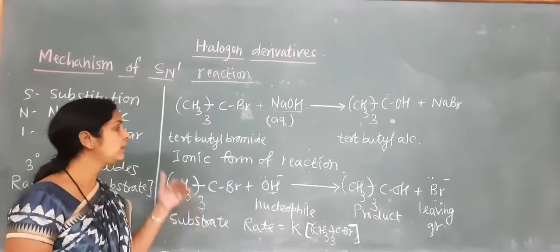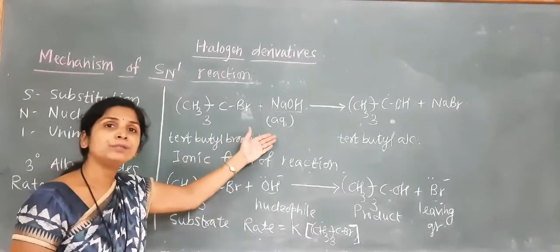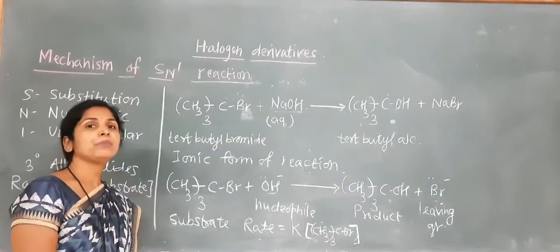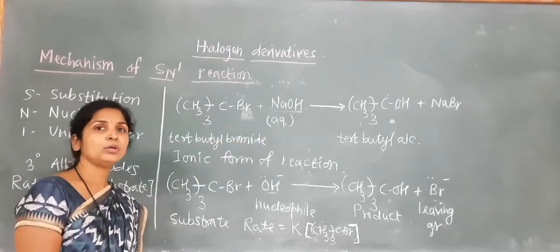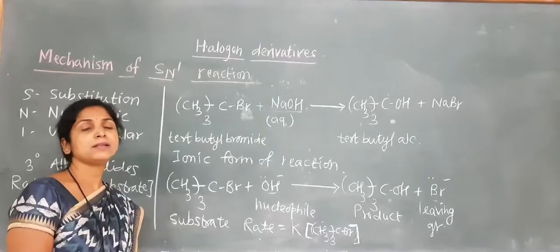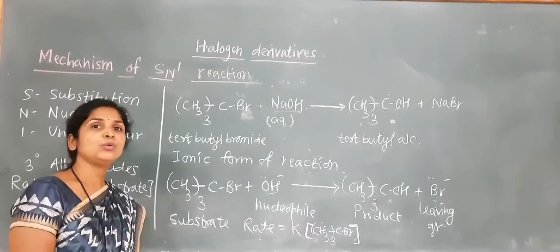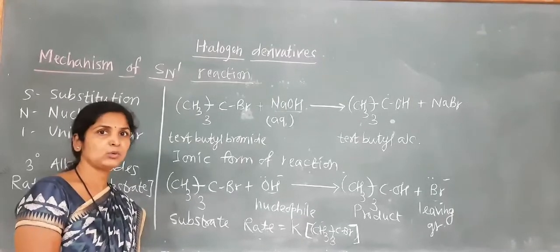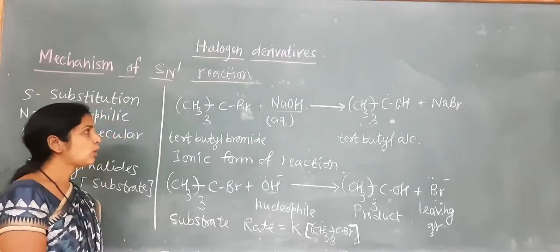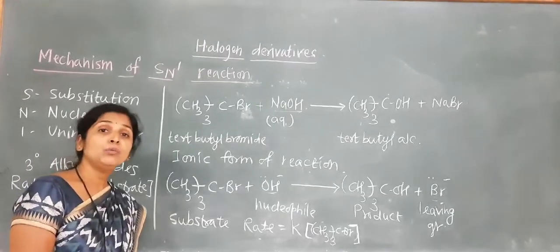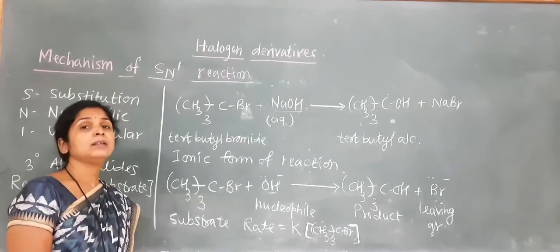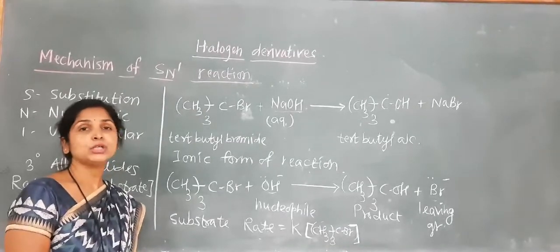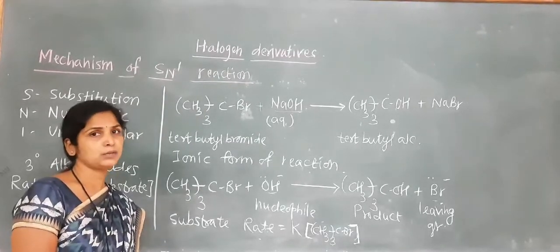It is independent of the concentration of the nucleophile. So the rate is dependent on only one species. So this is called a unimolecular nucleophilic substitution reaction. So when we talk about the SN1 reaction, we say that the rate is directly proportional to the concentration of the substrate molecule.